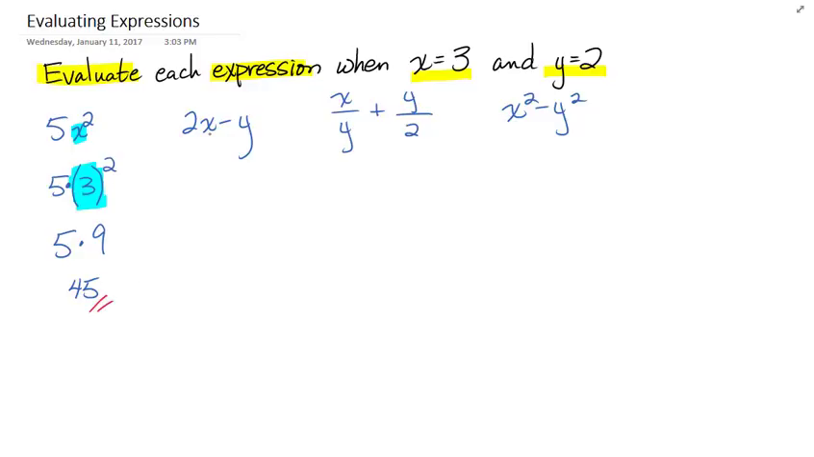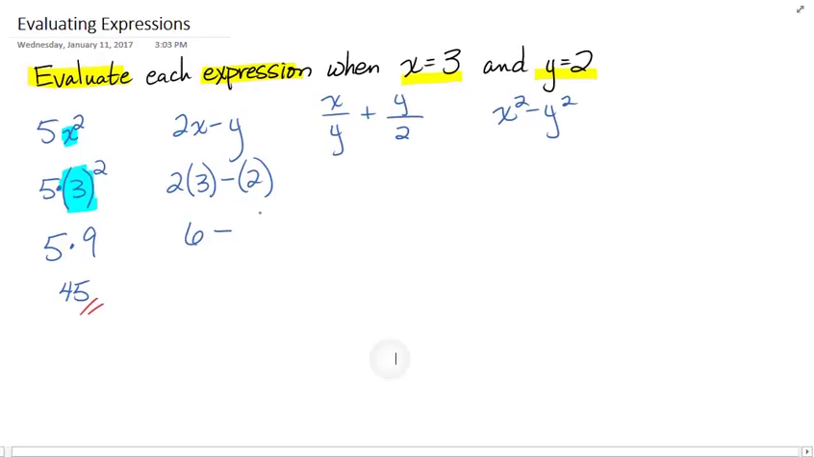Now in the second problem, we're going to substitute values in for x and for y. So it's going to look like this: 2 times x minus y. And then we do our order of operations. Remember, when you have a number right next to a number in parentheses, that's multiplication. So we're going to do that first. 2 times 3 is 6 minus.